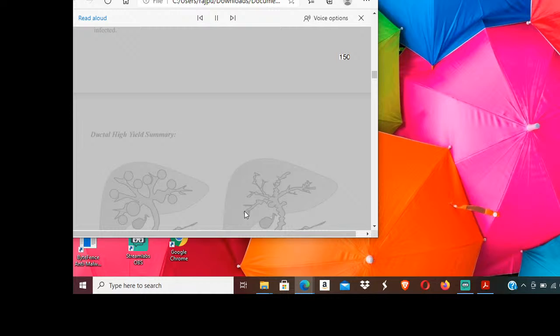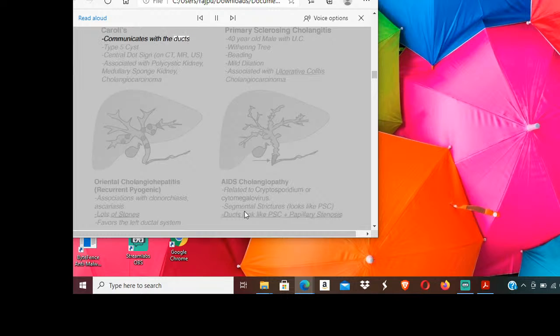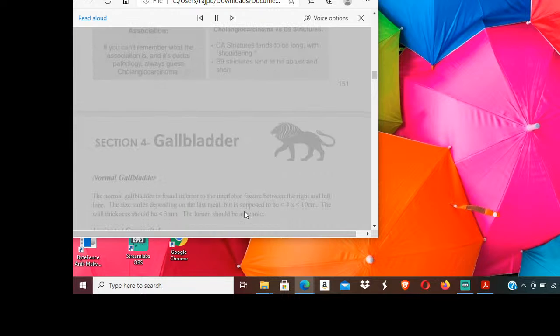150. Ductal high-yield summary. Caroli's communicates with the ducts, type 5 cyst, central dot sign on CT, MR, US, associated with polycystic kidney, medullary sponge kidney, cholangiocarcinoma. Oriental cholangiohepatitis, recurrent pyogenic, associations with clonorchiasis, ascariasis. Lots of stones favors the left ductal system. Association: if you can't remember what the association is, and it's ductal pathology, always guess cholangiocarcinoma.